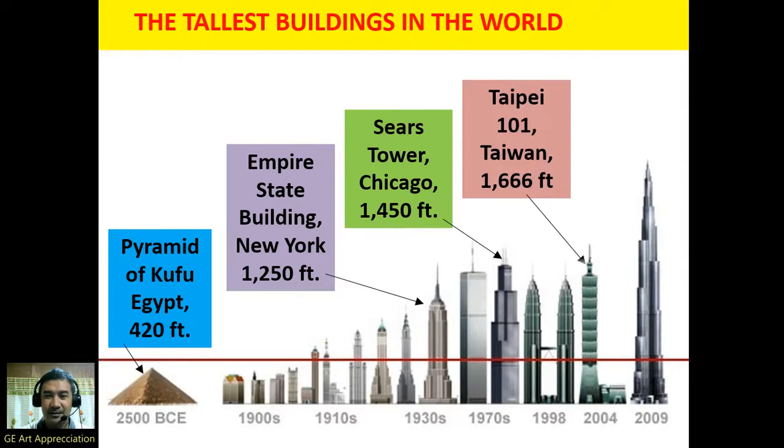Of course, during 2004, Taipei also created the Taipei 101 in Taiwan, the tallest building in the whole world. And it has 1,666 feet, during 2004.